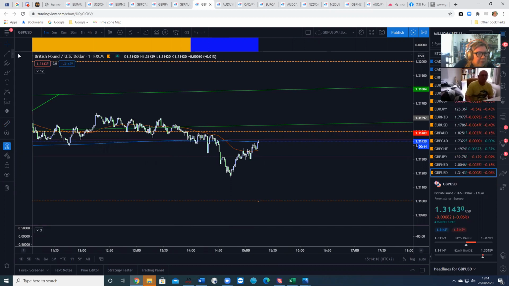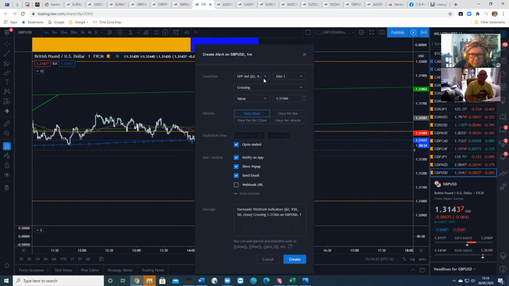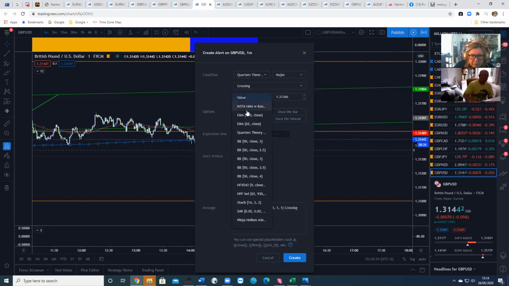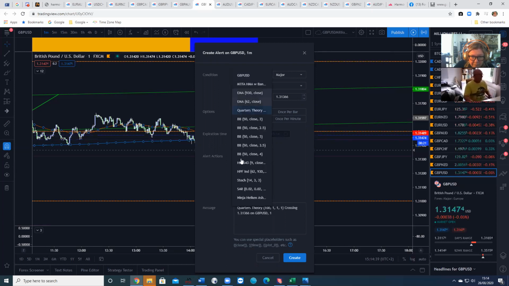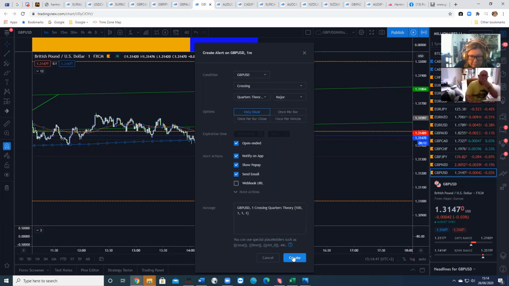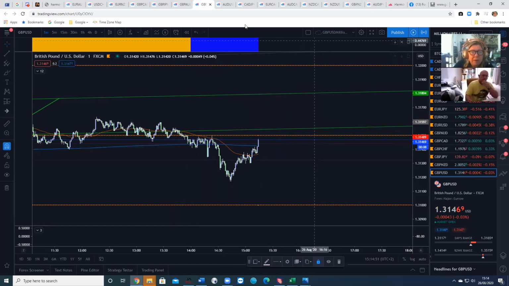So we can put an alert on. Actually, I'll do it the other way. I'll put the alert on quarter theory. Add alert. Sorry. GBP USD on the quarter theory. So that's going to go off in a minute. So that's GBP USD.